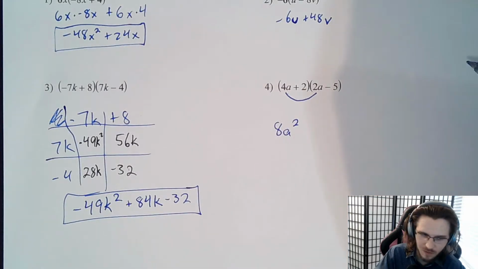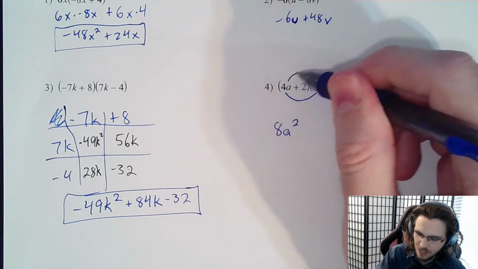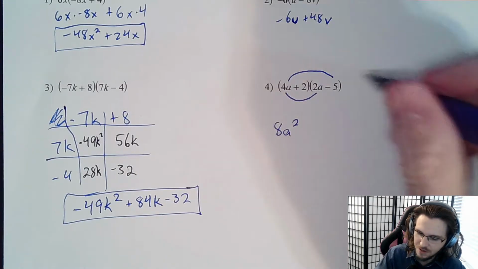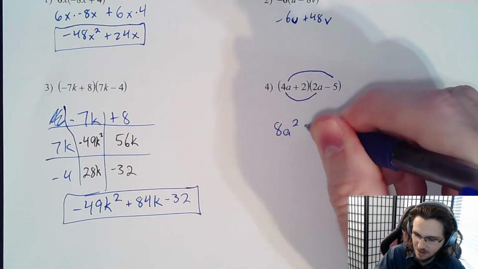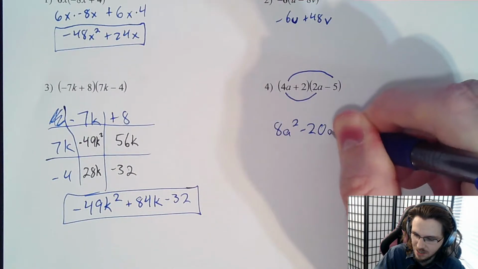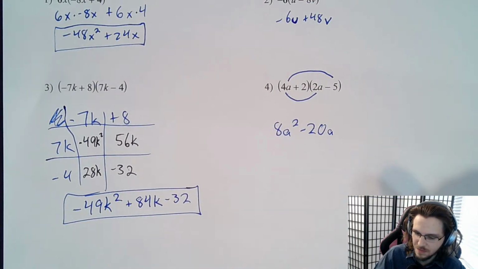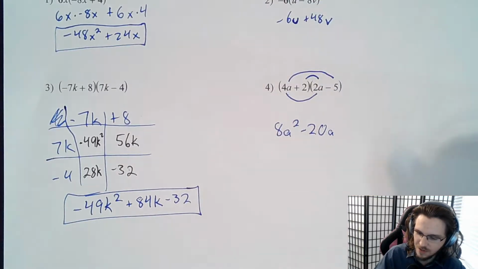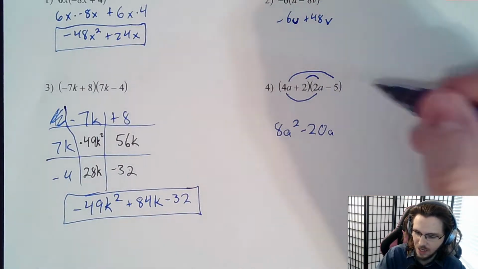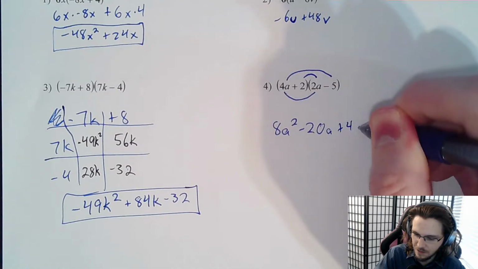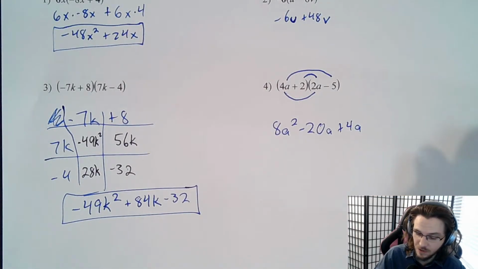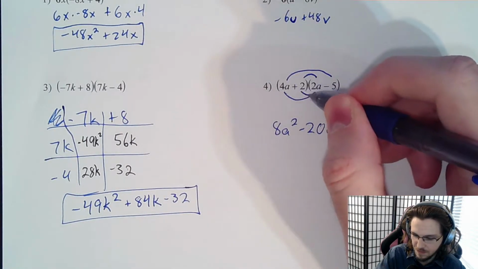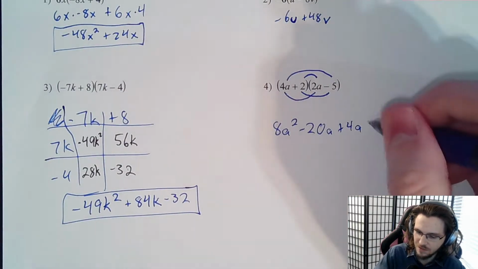After we do the first two, we're going to do the outer two. So that's going to be 4a times -5. That's going to be -20a. And then we're going to do the inner two after that, 2 and 2a. That's going to be plus 4a. Then we're going to do the last two. 2 times -5 is -10.